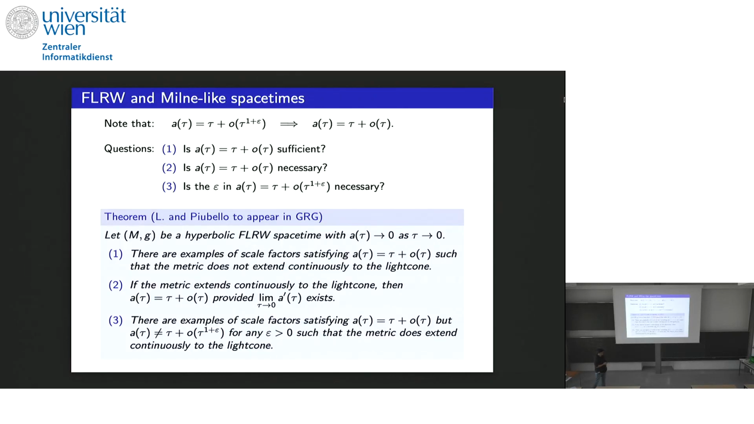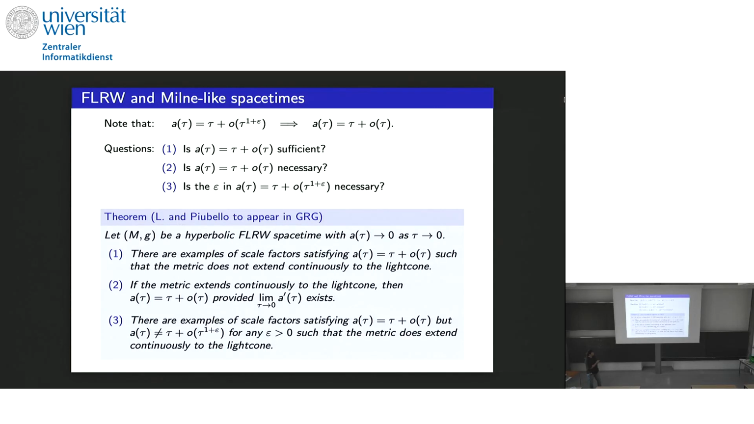Okay, so just a quick comment on something. Note that this asymptotic assumption with the epsilon implies the same asymptotic assumption without the epsilon. And so there are natural questions to ask. One, when you don't have the epsilon, is it sufficient? And the answer is no. And then you can ask, well, is it necessary? And the answer is yes, it is necessary if you assume that the limit of the derivative exists. And we don't know whether or not this condition holds.